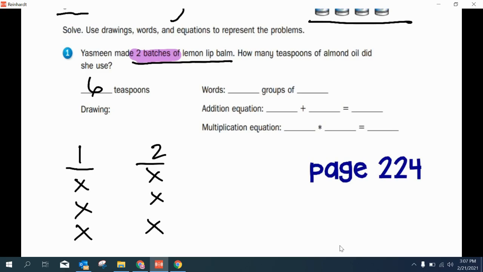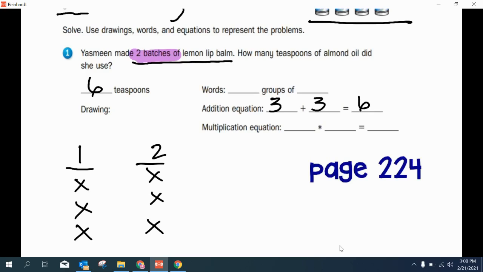we're going to write it in different ways as an addition equation, a multiplication equation, and we're going to write it as words. So we've been talking about addition and multiplication. Let's start with those first. So what did I add in this? Batch 1 had 3 teaspoons. Batch 2 had 3 teaspoons. And in the end, I had 6 teaspoons.